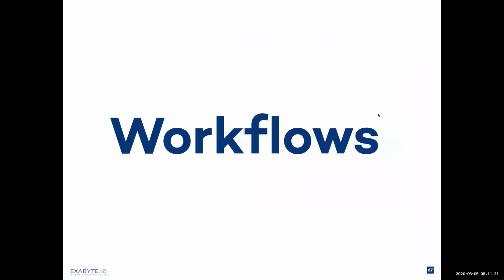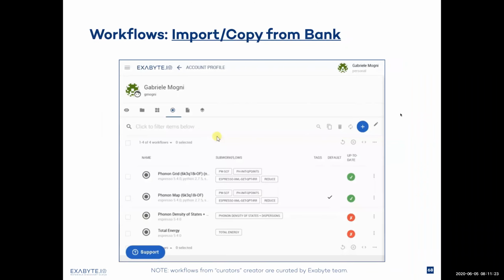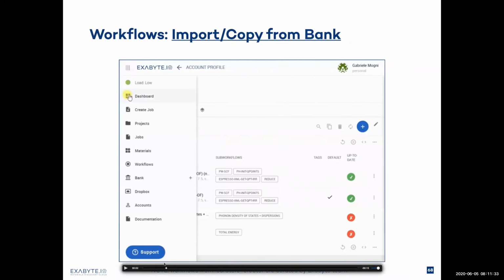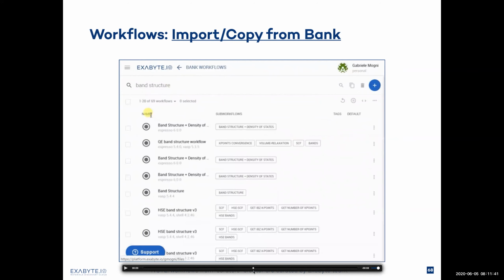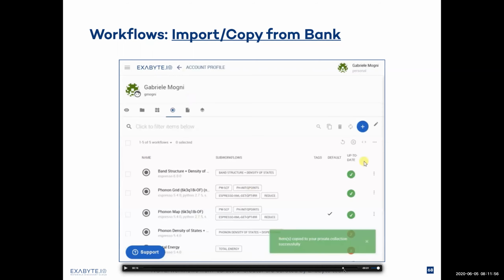Now let's talk about the workflows. And just like with materials, we can import and copy a workflow item from the workflows bank. To do that, again, we open the left-hand sidebar, navigate to bank, and click on workflows. And we search for the property that we want to extract, or we can search by the application name, Quantum Espresso, for example. And then we select the entry and click copy to copy this workflow into our account collection.